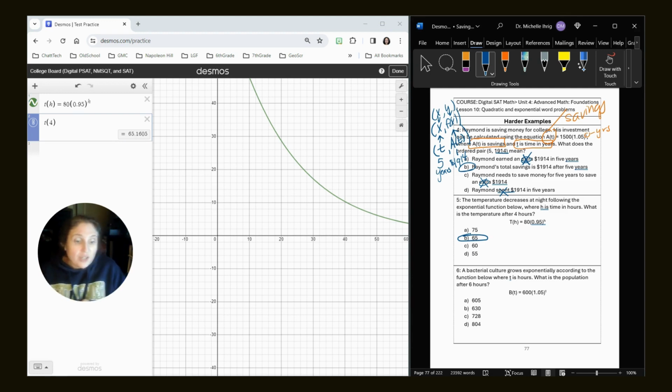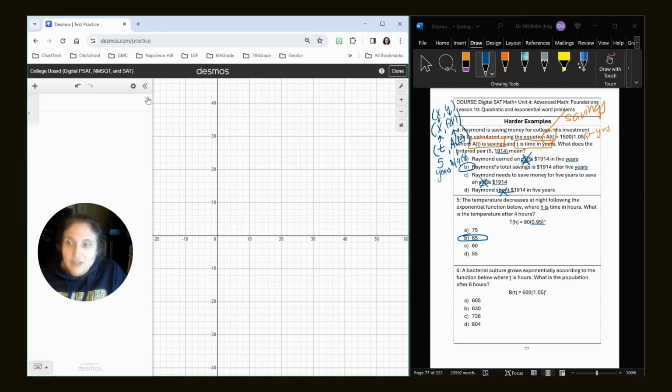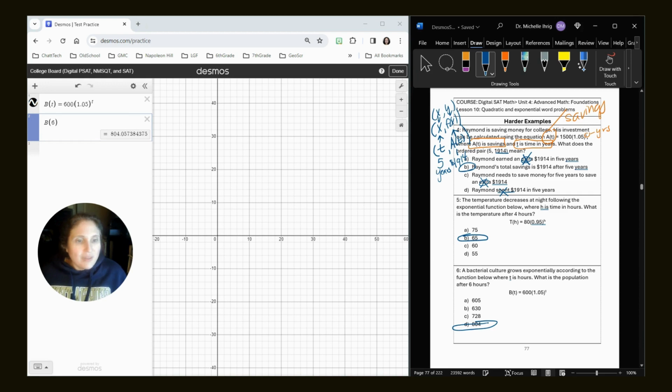All right, the bacterial culture grows exponentially according to the function below, where t is hours. What is the population after 6 hours? Same thing. I'll X these equations out. I've got B of t equals 600 times 1.05 raised to the t power. And I want 6 hours, so I'm just going to do B parentheses 6. Done. 804.05, which will be that one.